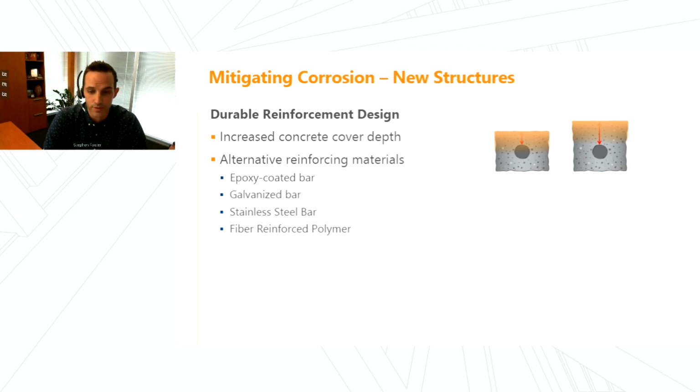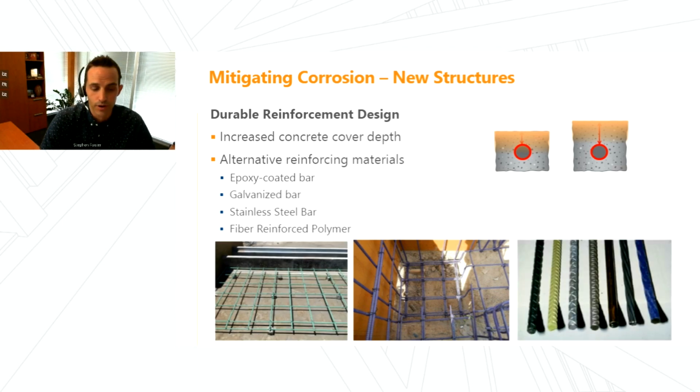But cover depth is an option. And again, sometimes it doesn't have to be much, but increasing the cover depth even another half an inch can buy a lot more time until corrosion would initiate. And alternatively, with the cost associated with these, you could use alternative reinforcing materials, things like epoxy coated bar or galvanized reinforcing bar. In some cases, in extreme conditions, stainless steel bars could be an option. Each of these shown here have pros and cons, and there are associated structural implications that need to be considered in the design.